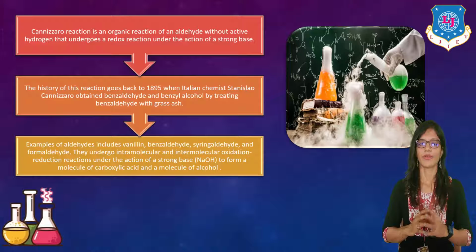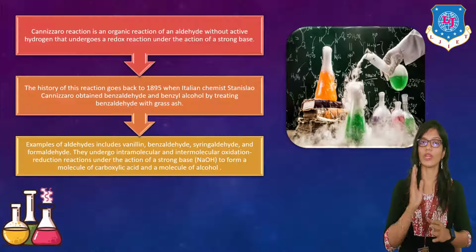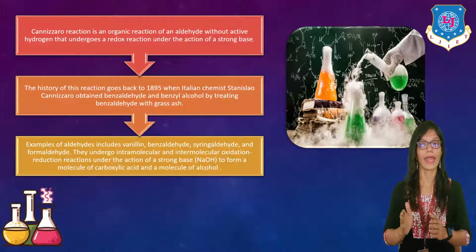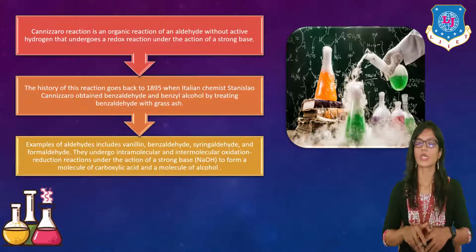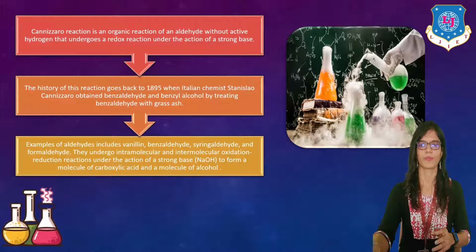Here they undergo intramolecular and intermolecular oxidation-reduction reactions under the action of a strong base, which is NaOH, to form a molecule of carboxylic acid and a molecule of alcohol. So it converts itself from CHO to COOH and OH. In this manner, the conversion is done in the Cannizzaro reaction.